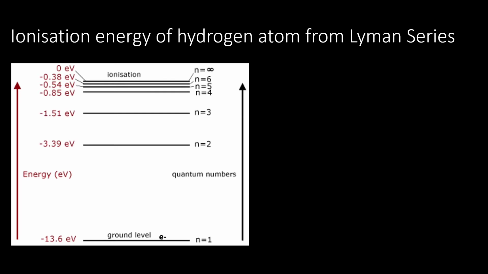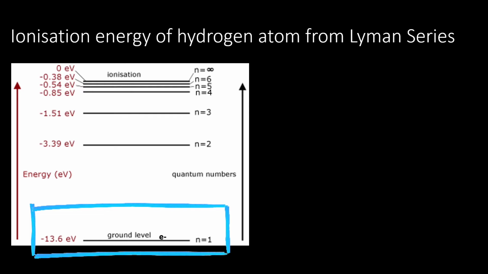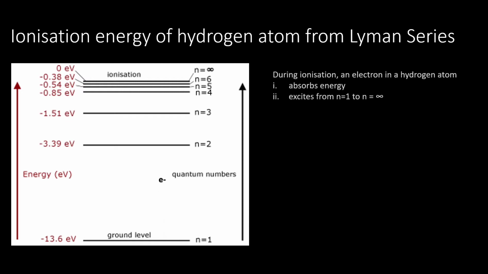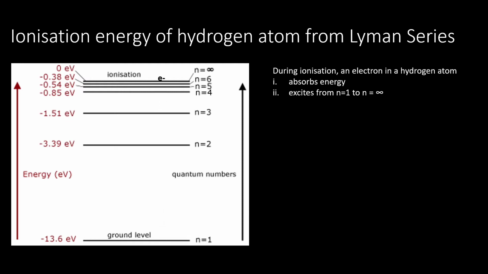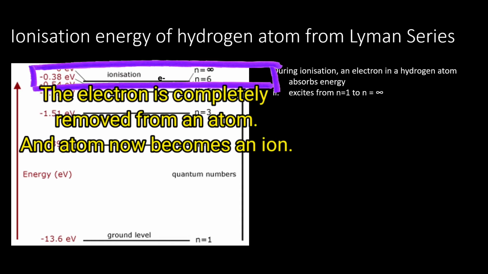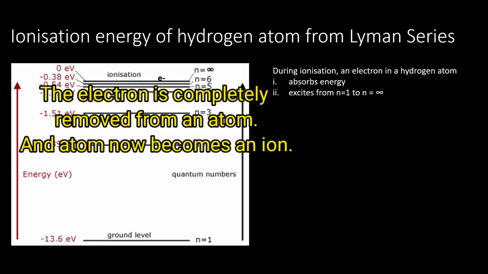What is the ionization energy of hydrogen atom from Lyman series? To know this, first you need to understand what is happening during ionizations. Electron in a hydrogen atom at first is at ground state n equals to 1. When energy is supplied, the electron will absorb the energy and move to higher energy level. For ionizations, the higher energy level here is referring to n equals to infinity. When the electron is moved to n equals to infinity, it basically means that the electron has been removed completely from the atom and the atom now has become an ion.